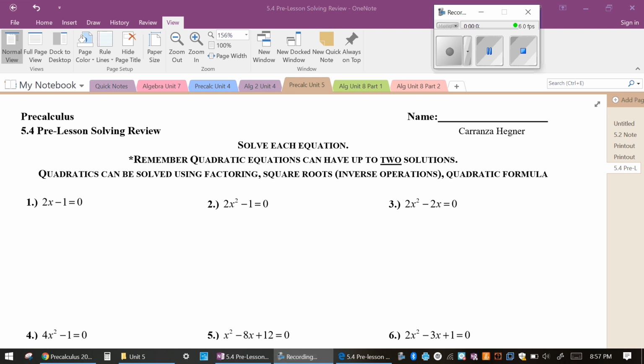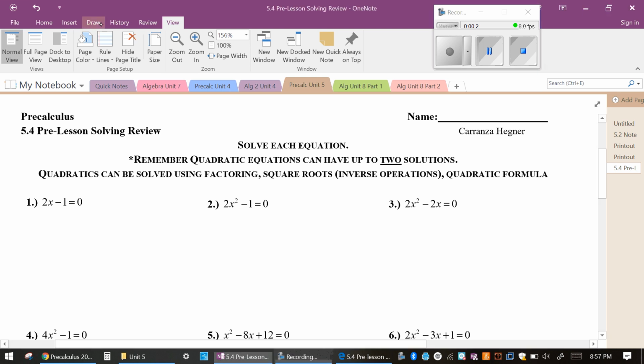Hey guys, today we're going to talk about how to solve quadratics. It's a quick review. It's an important lesson that you guys need to know how to do before we start solving quadratics within the topic of trig.